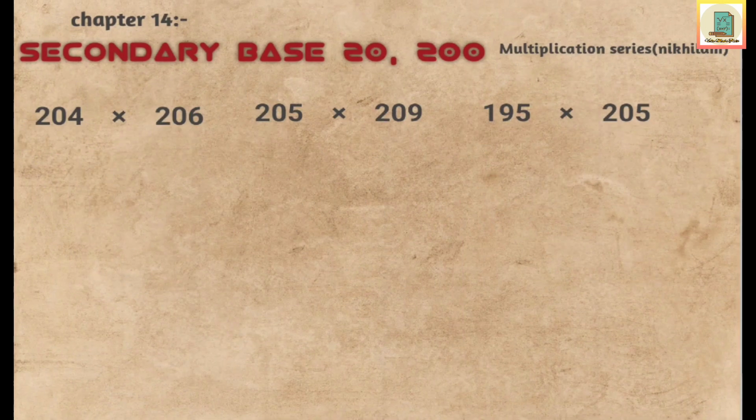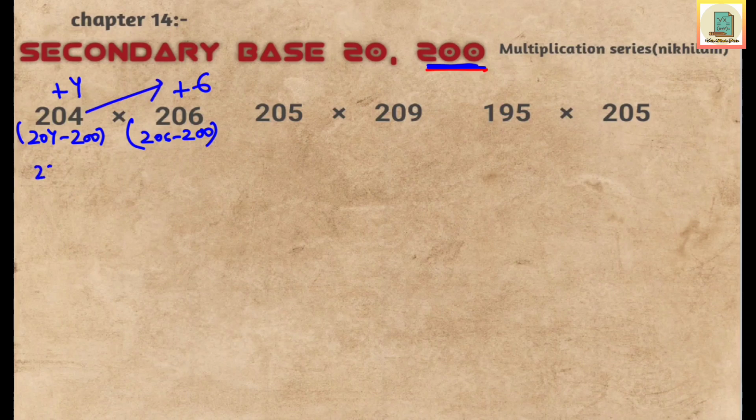Now let's understand base 200. The first question is 204 multiplied by 206. Here the base will be 200 because the numbers are near to 200. So let's find out the deviation. 204 minus 200 gives you plus 4 as deviation, and 206 minus 200 gives you plus 6 as deviation. Now first number plus the second deviation, so 204 plus 6, multiply by the base.